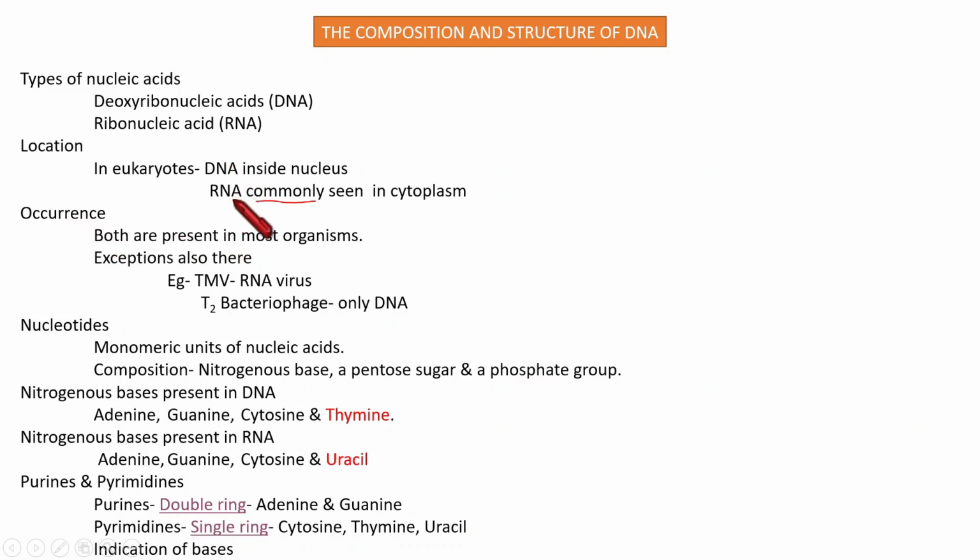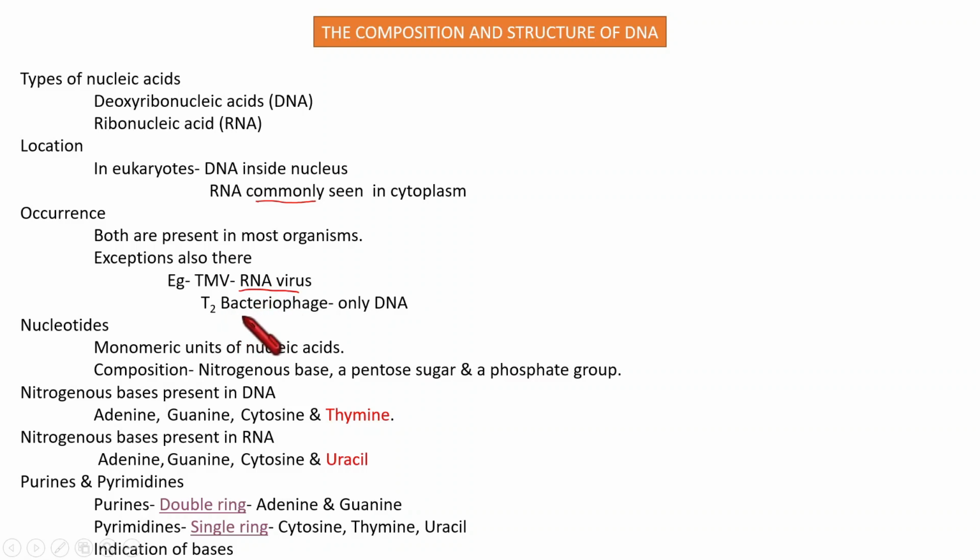Both DNA and RNA are present together in most organisms. But in some organisms, there are exceptions where either RNA or DNA only is present. One example I am mentioning here is the tobacco mosaic virus. In this virus, the genetic material is RNA. So it is an RNA virus.